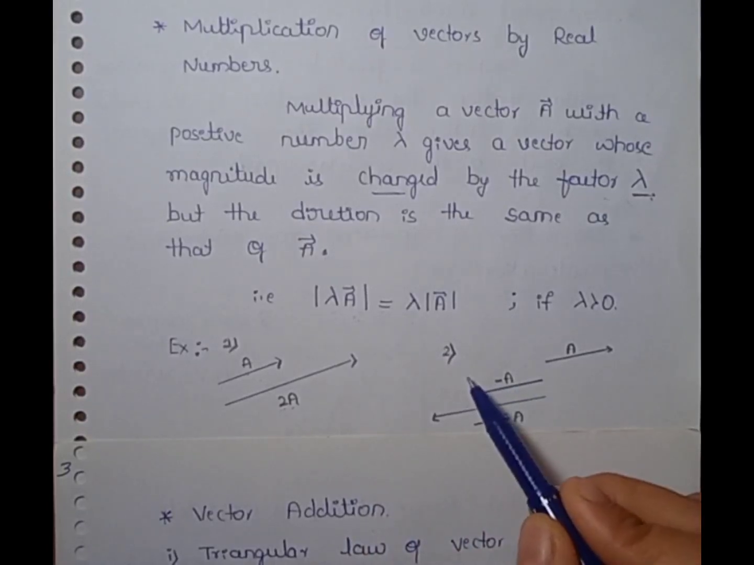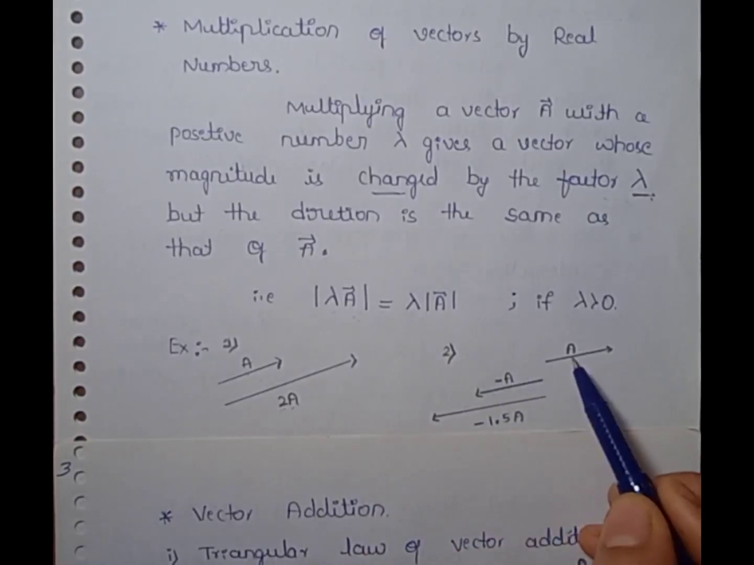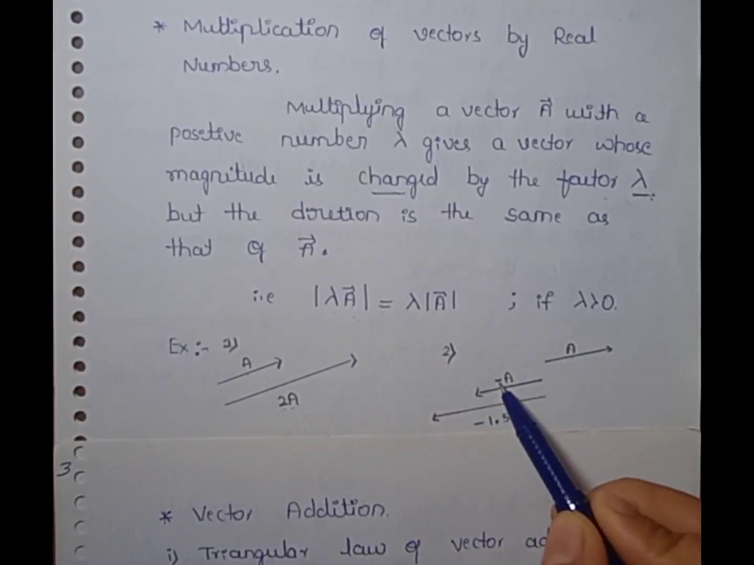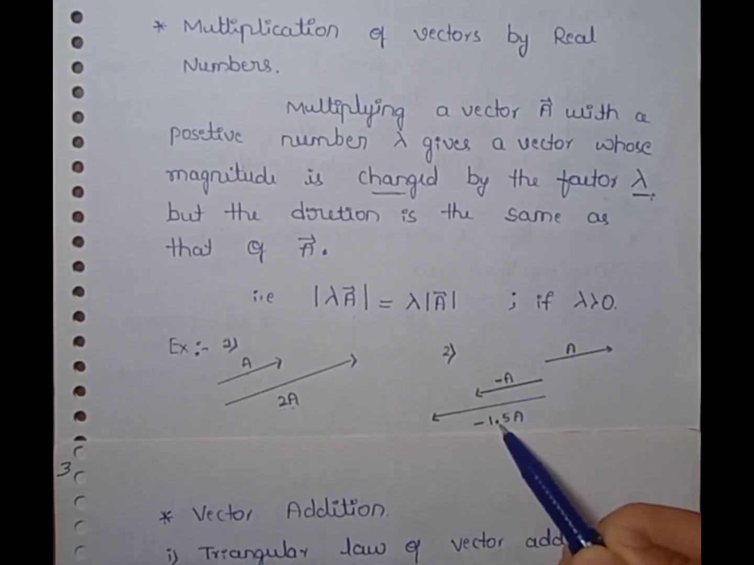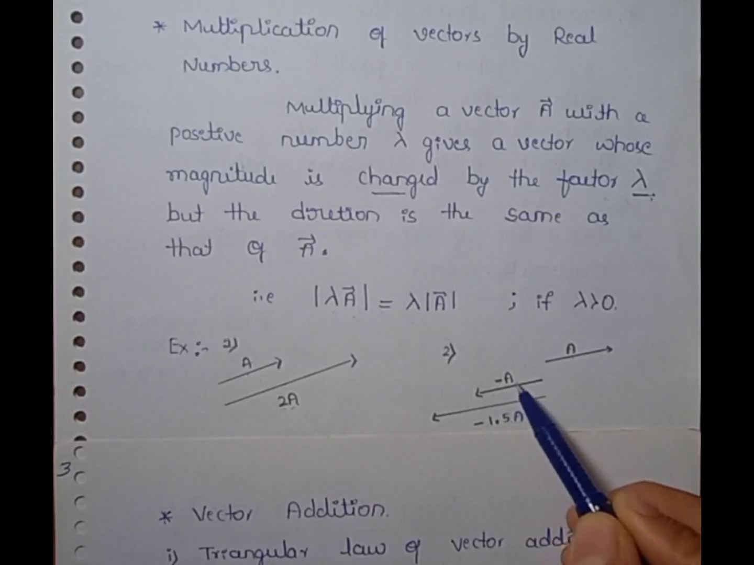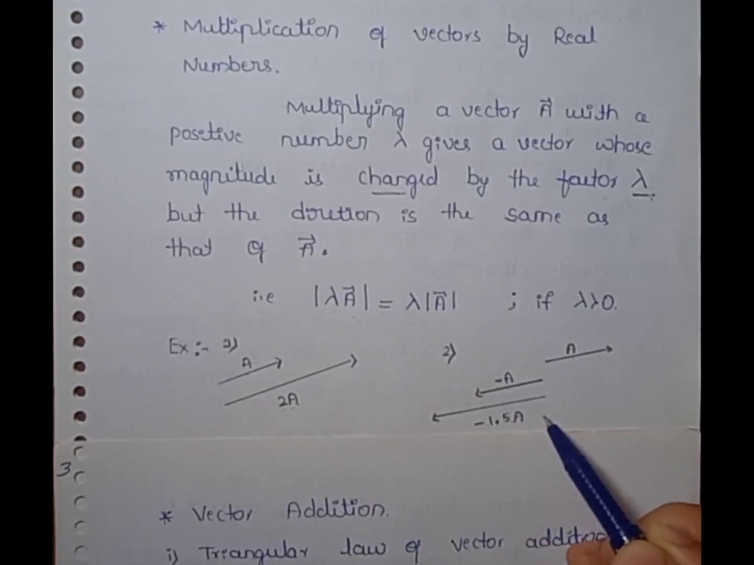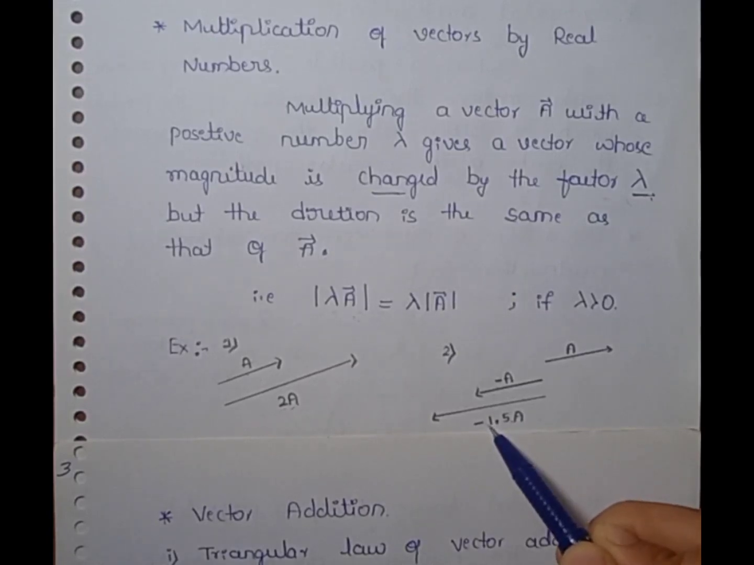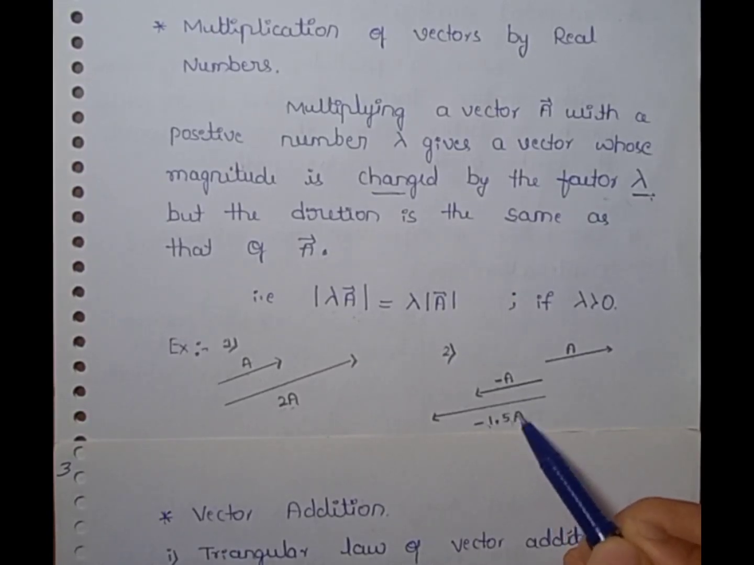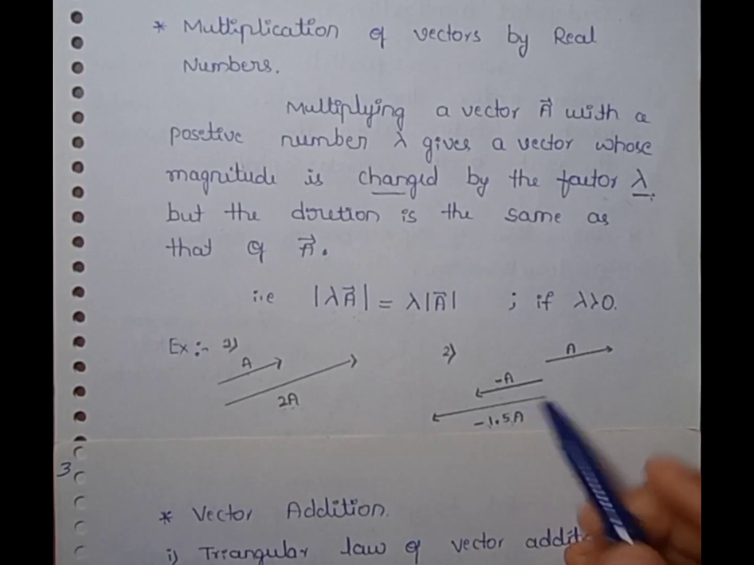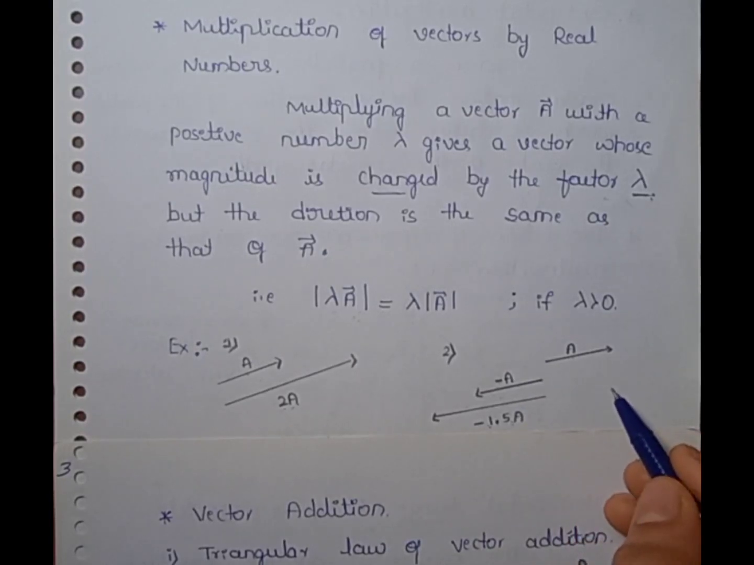Let us consider the second example. Here vector A is multiplied by -1 or -1.5. It gives a vector -1 times vector A or -1.5 times vector A in the opposite direction, and whose magnitude is the modulus of lambda times that of vector A.